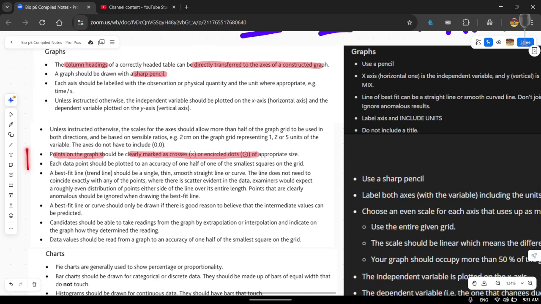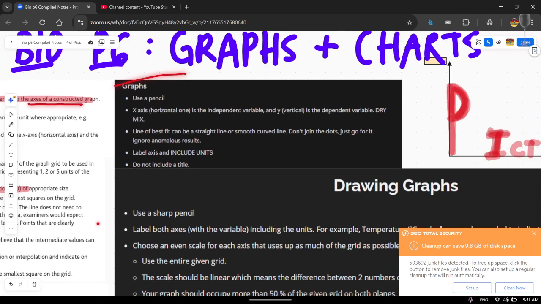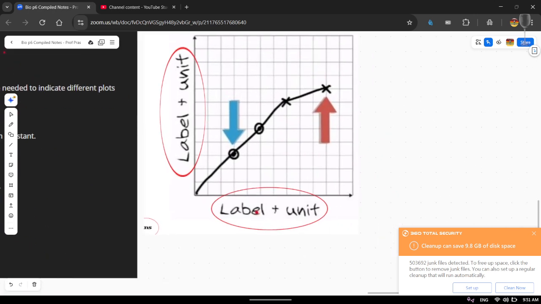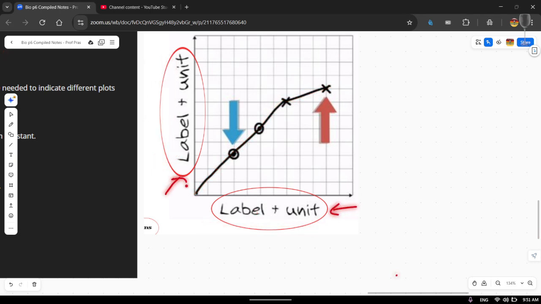It says that the column heading of a correctly headed table can be directly transferred to the axis of a constructed graph. Now what this means is that this is a graph that you're probably going to have to make, okay? Like this. Now, the labels over here is something you will have to put yourself, or maybe sometimes they can give it to you, okay? So how do you determine which label goes here and here?